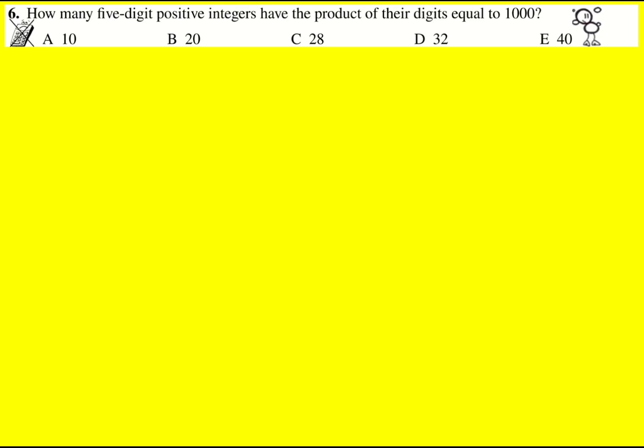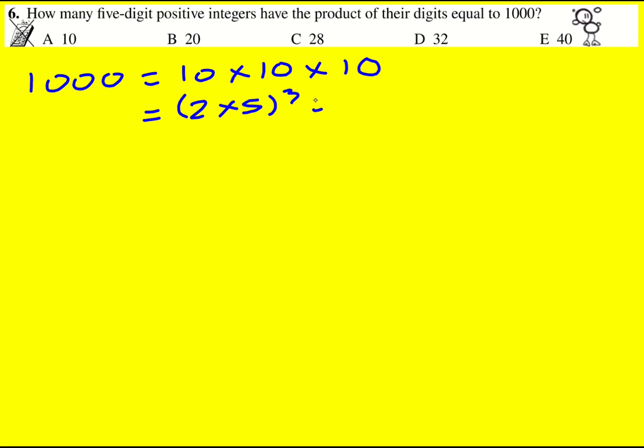How many five-digit positive integers have the product of their digits equal to 1,000? Neat question. 1,000 is 10 times 10 times 10. So those are too big. Let's try and split it up into digits then. So this is going to be 2 times 5 cubed, in fact, or 2 cubed times 5 cubed.